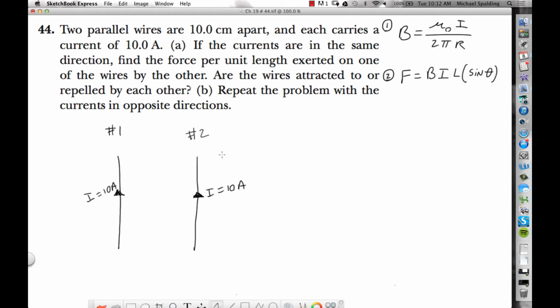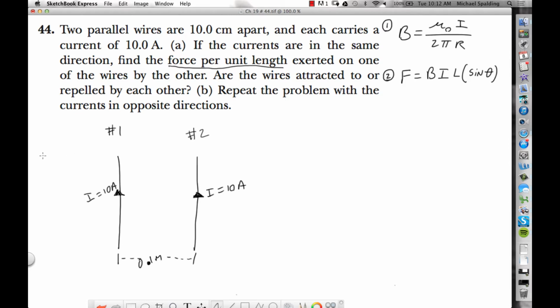So this problem gives us two wires that are parallel to each other. They're 10 centimeters apart, so the distance from wire number 1 to wire number 2 is 0.1 meter. That's 10 centimeters. And what they want us to do, they say if the currents are in the same direction, find the force per unit length. Well, what's this going to come out as? This is going to come out as Newton per meter.